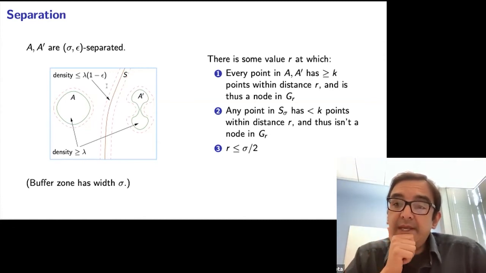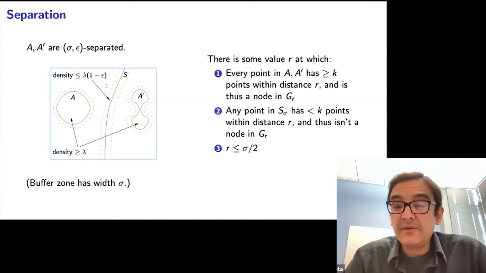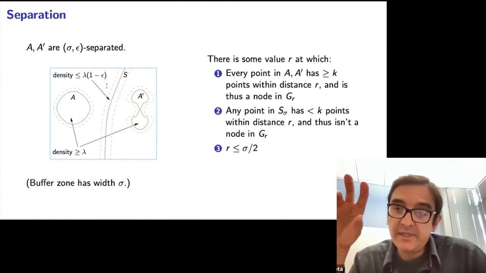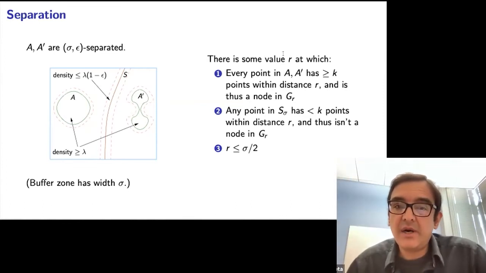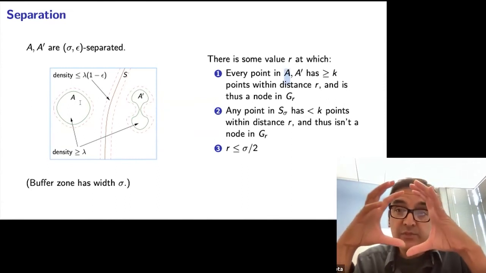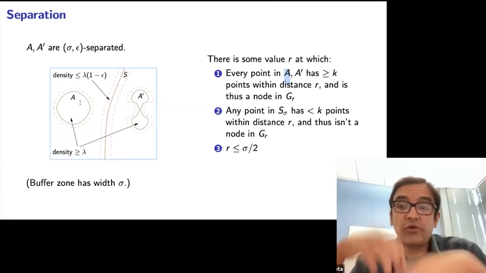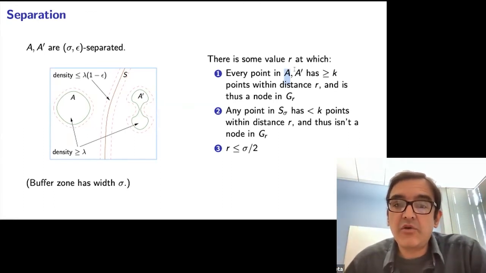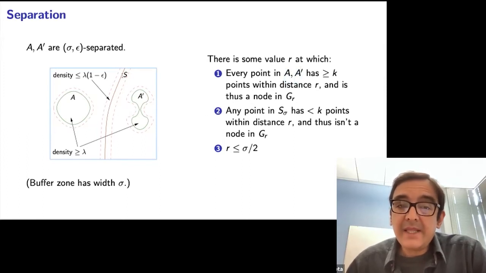And with these large deviation bounds, it's not hard to show that as you're turning the knob, there's a particular setting of R at which every single point in A has got K other points within distance R and therefore is active. So all of A is active. And likewise, all of A prime is active, okay? At the same time, nothing in the separator set is active because nothing has got K points within distance R. Okay, so none of this is active.